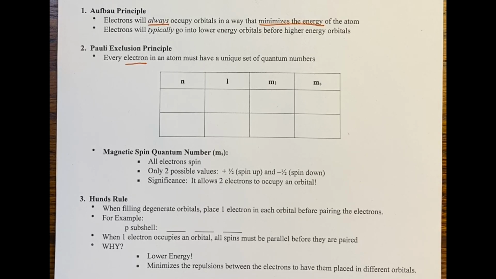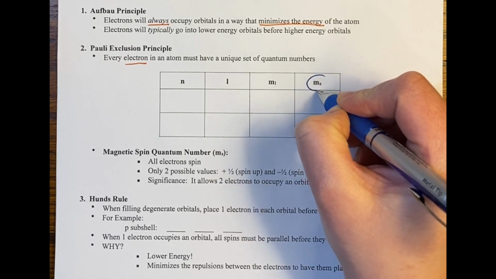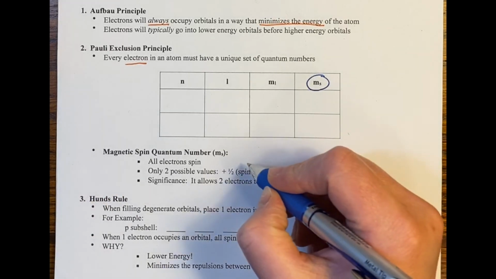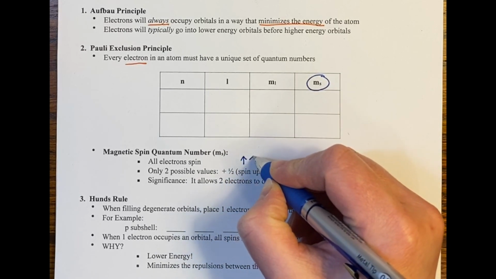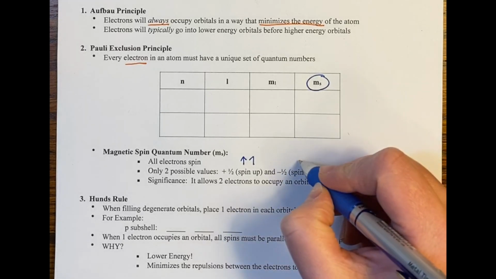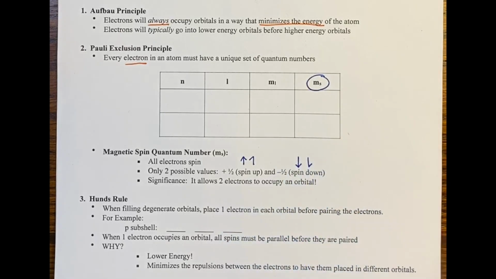And so that's where the fourth quantum number comes into play. The fourth quantum number is the magnetic spin quantum number, and all electrons have a value for the m sub s quantum number. There's only ever 2 possible values that we can assign: spin up with +1/2 or spin down at -1/2. I can show an electron that is spin up as either a double-headed arrow or a single-headed arrow that points up. I can show an electron that is spin down as a double-headed arrow or a single-headed arrow that points down. Those are the only 2 values.